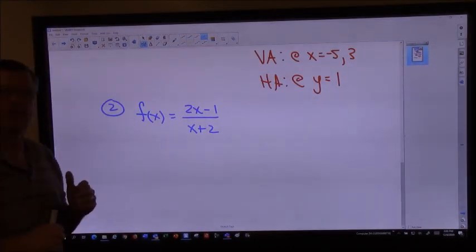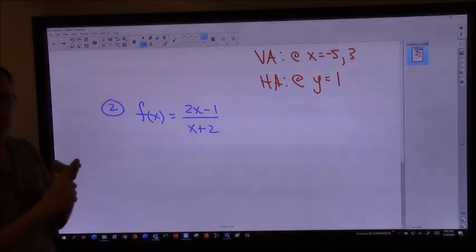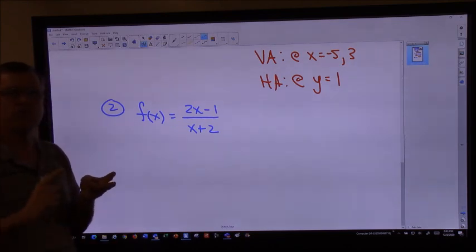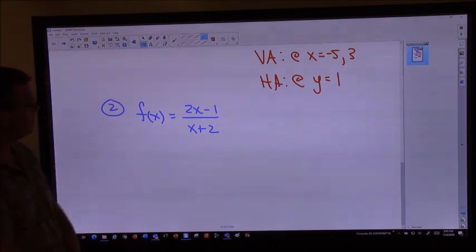All right, so this one's a little bit easier. We want to find the zeros, the vertical asymptotes, and the horizontal asymptotes. You guys go ahead and try it.